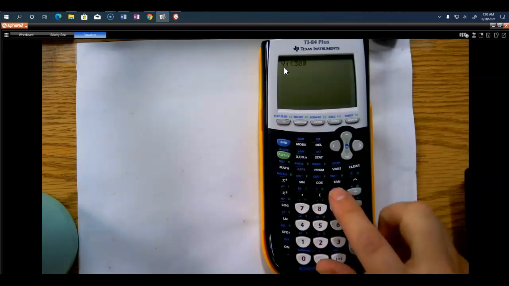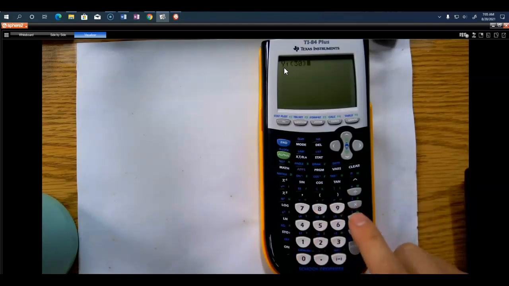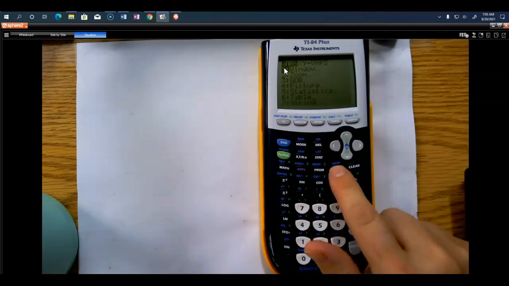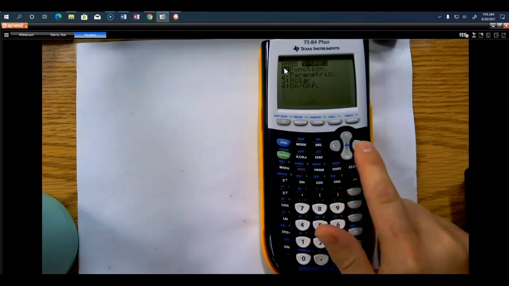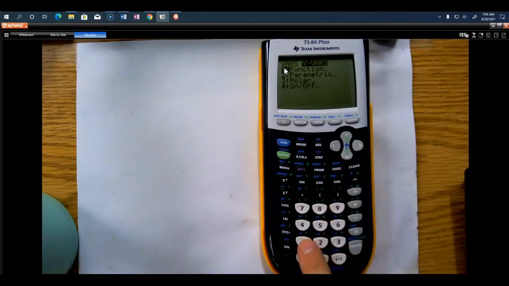So I'm going to push parentheses and 30 minus, and then I get to do y1 again. So let's go through that sequence again. Vars, y vars, function, y1, and then parentheses 0. So this is like a of 30 minus a of 0. It's just that our calculator doesn't use the letter a. Instead, it's using y1. And then you're going to push enter. Okay?